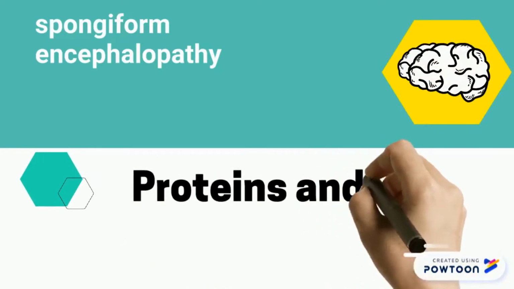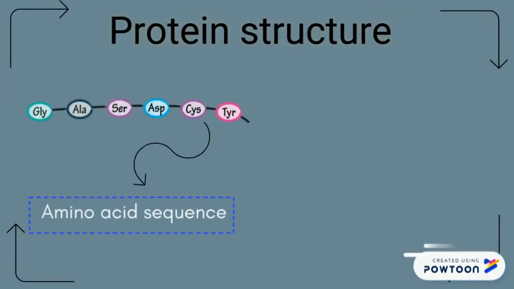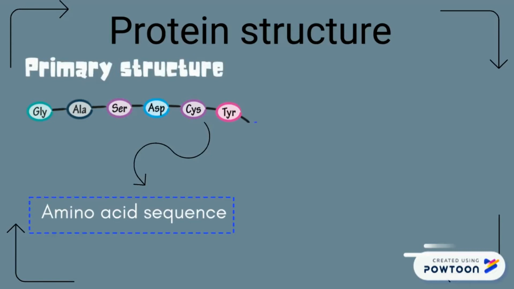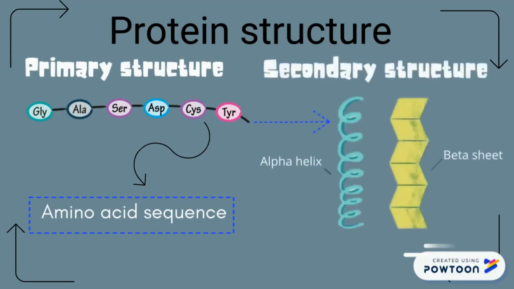So let's review proteins a bit. Proteins are made up of a long string of amino acids, and the exact sequence of those amino acids is called primary structure. The long chains of amino acids can fold to form different shapes, such as alpha helix and beta sheets, which are forms of secondary structures.